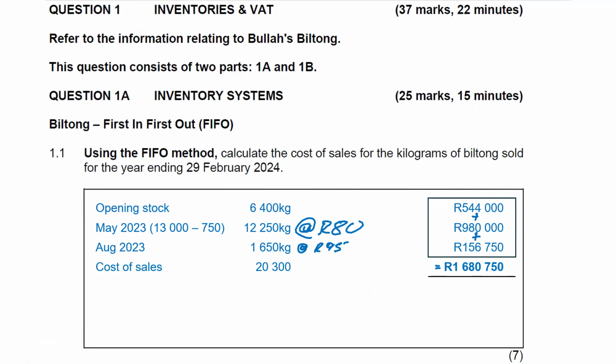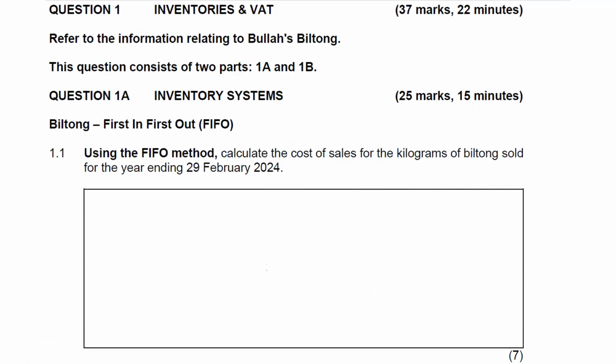There's another way of calculating this cost of sales. Some would have started by calculating the value of closing stock first. And how do we find the value of closing stock?